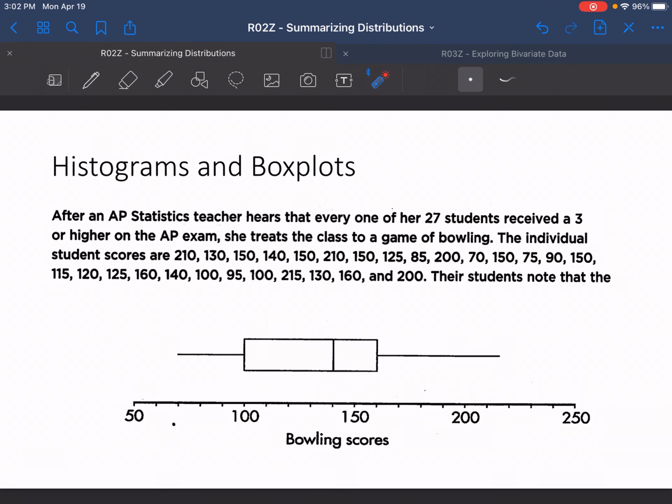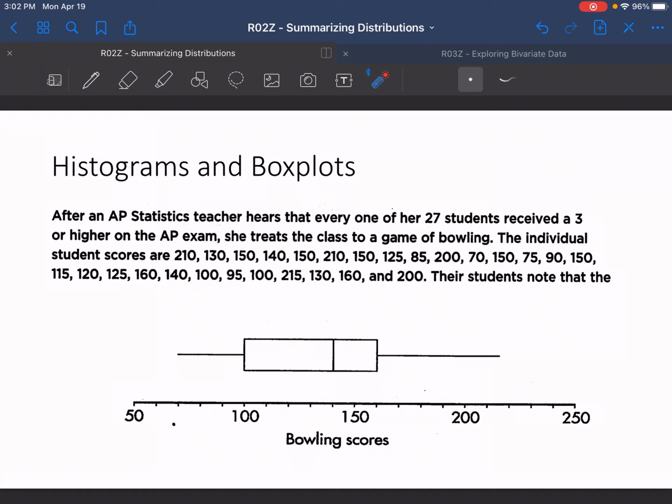Okay, when we're looking at this idea of box plots, for this example, after an AP statistics teacher hears that every one of her 27 students received a 3 or higher on the AP exam, she treats the class to a game of bowling. The individual students' scores are as follows, all of those scores.